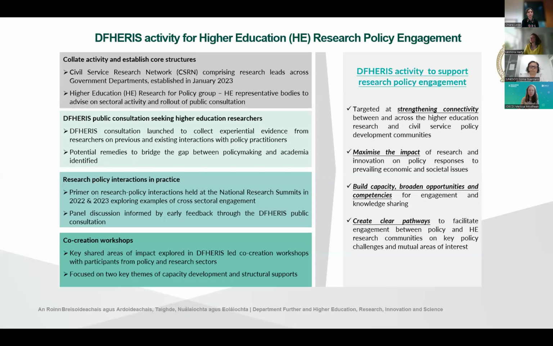We also had a higher education research for policy group, which was a group of higher education representatives. Our national funding agencies were involved there. The idea was that we wanted to have a sense of what was going on in the higher education sector already, because there's a lot of activity. It's just very disparate. So our higher education research representative bodies helped inform our approach there. We've since established, on an informal basis, a group of higher education research advocates from within the institutions themselves. And again, a bit like the Civil Service Research Network, it's about sharing good practice and engaging with policy, and helping the higher education research sector to understand how policy development works.